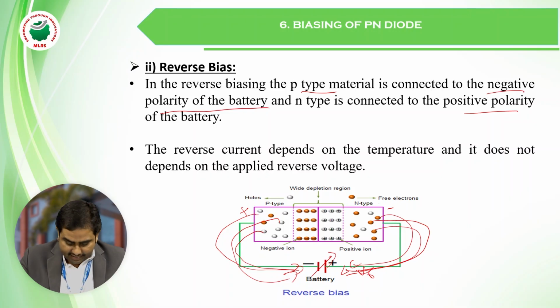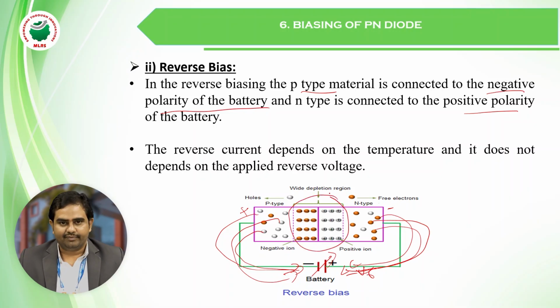By this action, the depletion region width will increase. So here we have to observe one point. In forward bias, the depletion region becomes thin as we keep on increasing the forward voltage. Why? Because the charge carriers move from p-type to n-type as well as n-type to p-type. But in reverse bias, what will happen? The charge carriers present in p-type are attracted towards the negative polarity of the battery, and the charge carriers present in n-type material are attracted towards the positive polarity of the battery. That means due to this action, the width of the depletion region increases in reverse bias and it is widened. That is the point we have to observe.